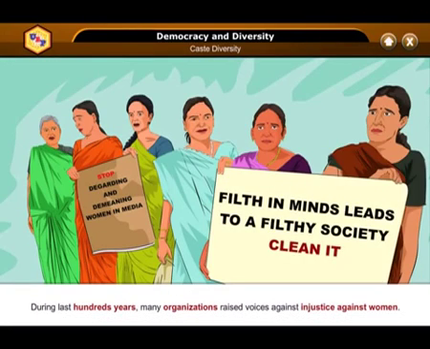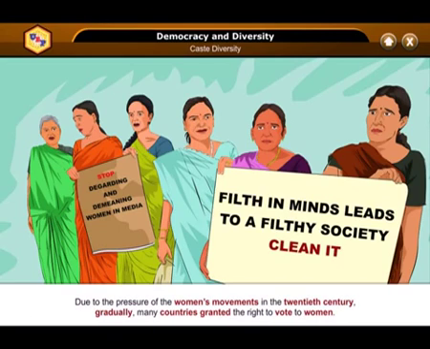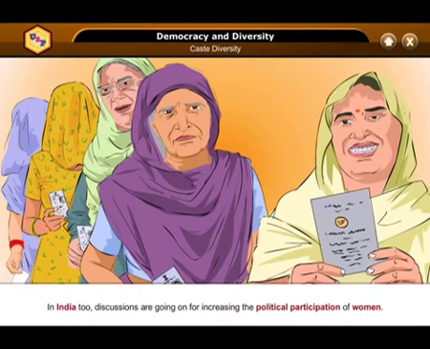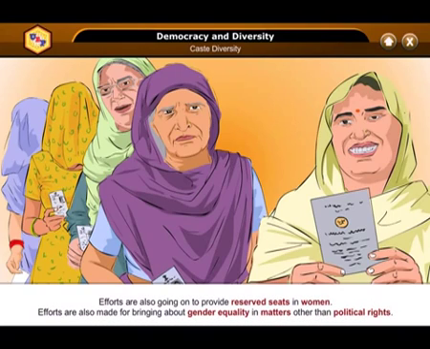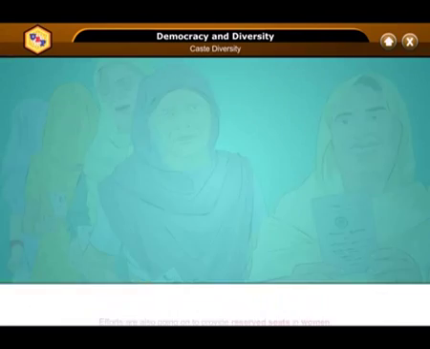During the last 100 years, many organizations raised voices against injustice against women. Due to the pressure of the women's movements in the 20th century, gradually many countries granted the right to vote to women. In India too, discussions are going on for increasing the political participation of women. Efforts are also going on to provide reserved seats for women. Efforts are also made for bringing about gender equality in matters other than political rights.